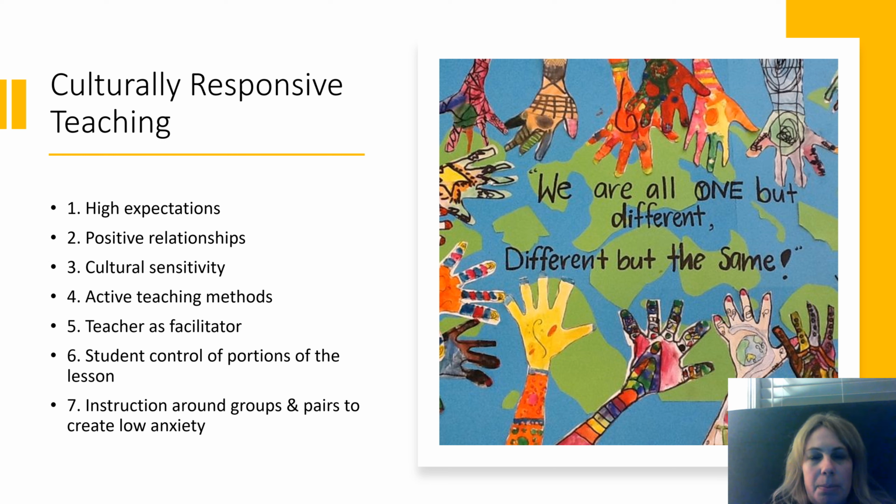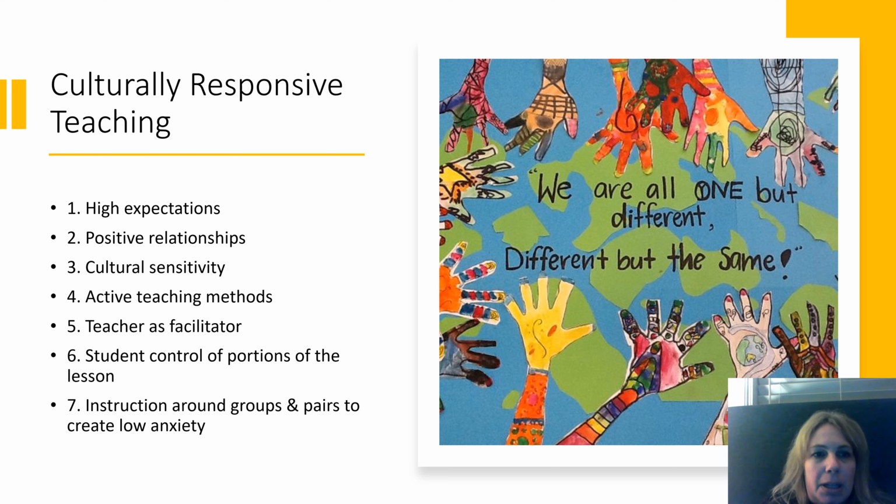My slide is culturally responsive teaching. There's 7 things that the book listed, and these are the top 7 things that are important when teaching a classroom to remember. The first one is having high expectations. Number 2, to build those positive relationships with students. 3 is to be sensitive to the different cultures in your classroom.